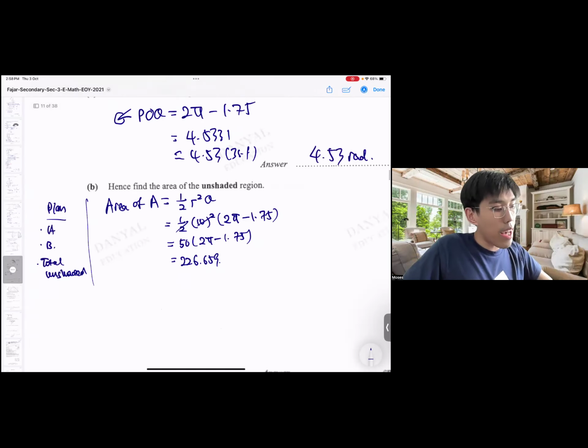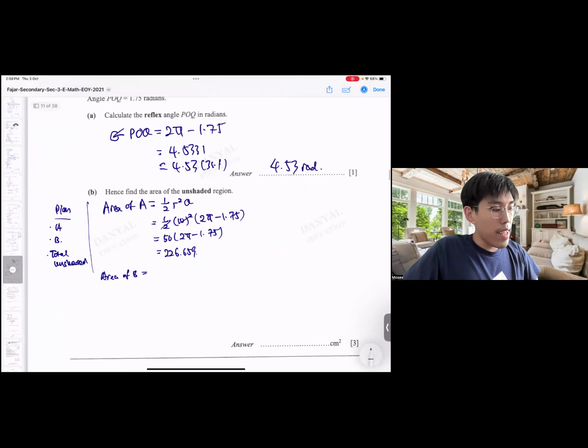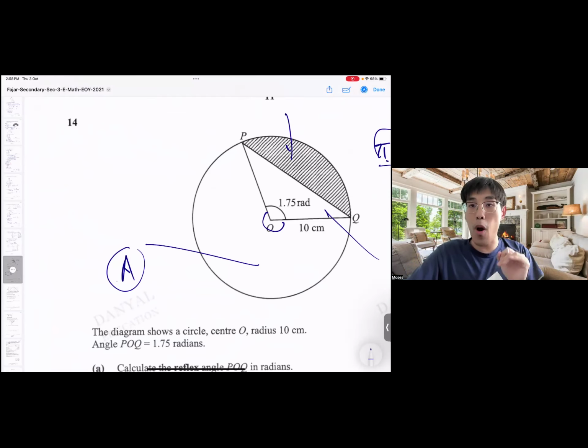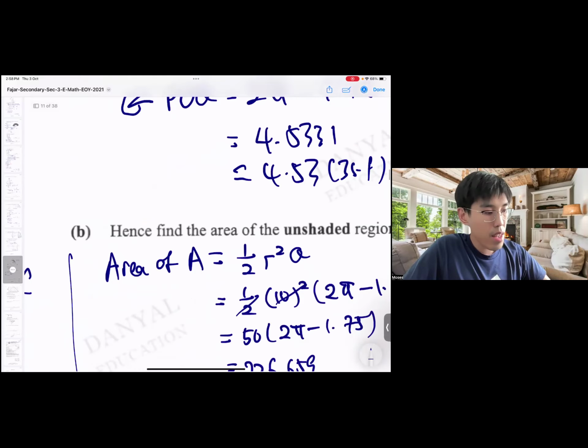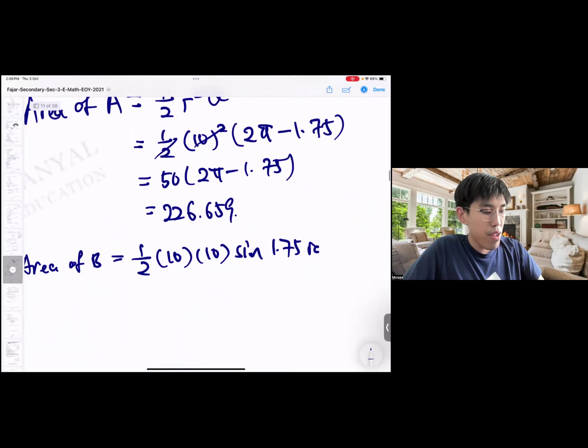Okay. So now I can continue to find area of B. In this case, area of B is the shape of a triangle. What is the area of a triangle? It's half ab sine C. Same thing, it's in the formula sheet as well. Go ahead and find it. So half ab sine 1.75 radians.